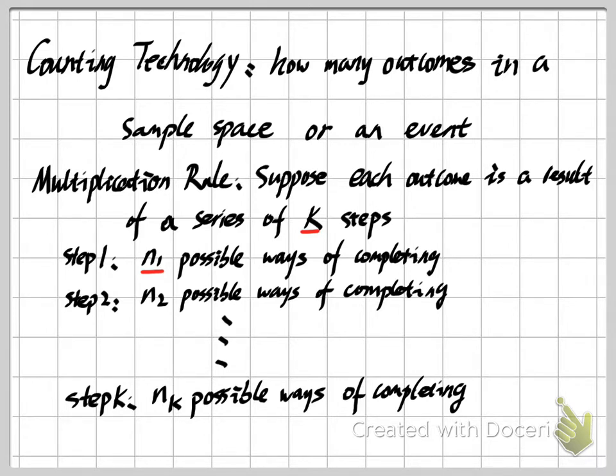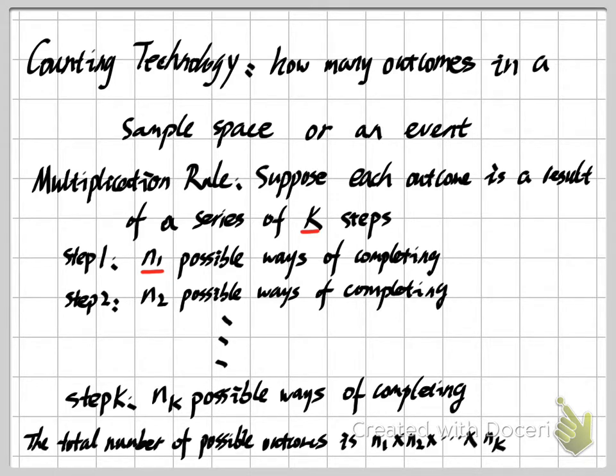Then what is the total number of possible outcomes in our sample space? We have an equation for this. The equation is n1 times n2 times until nk. This is the equation for the number of elements in our sample space.